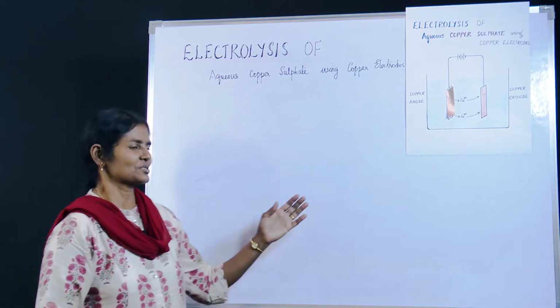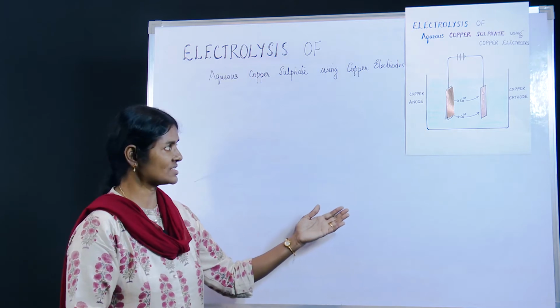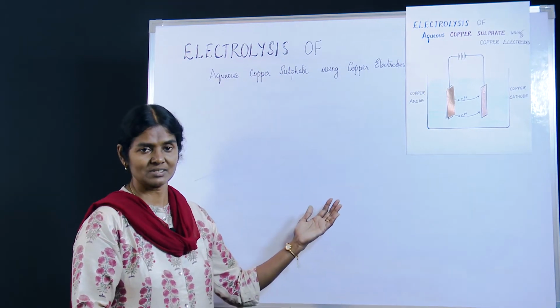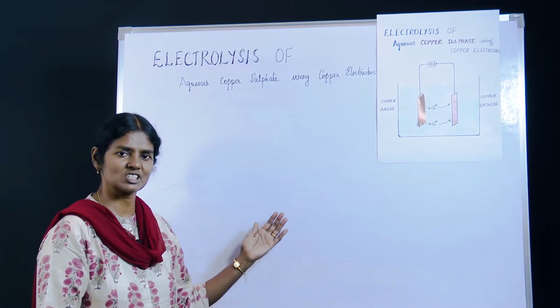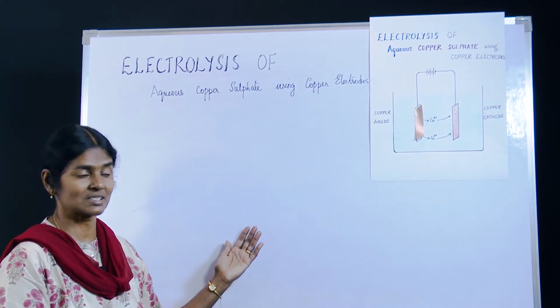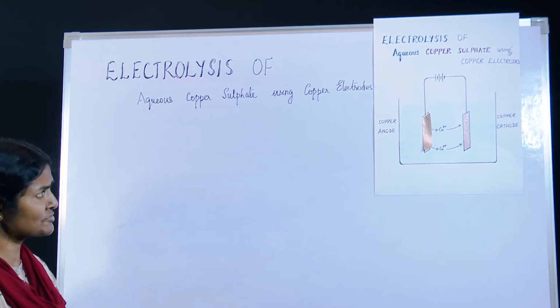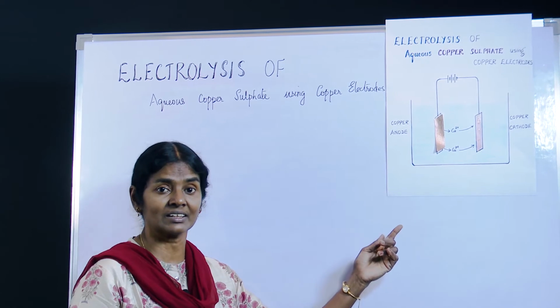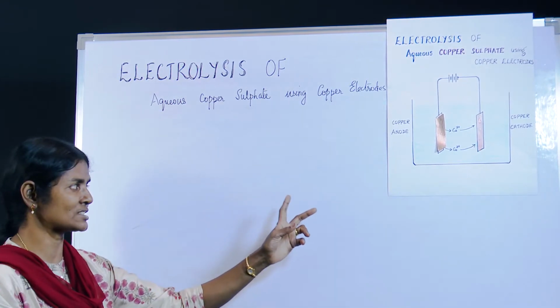Hi, today we are going to see electrolysis of aqueous copper sulfate using copper electrodes. As we see this, we are also going to check platinum electrodes as well as copper electrodes and the difference that it gives. What's the difference? Platinum is an inert electrode but copper is an active electrode. So, there are a lot of differences here.